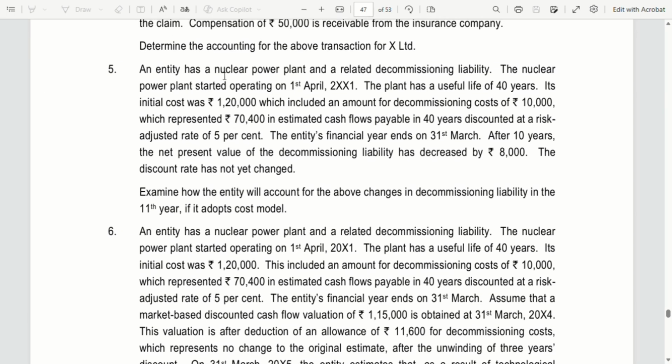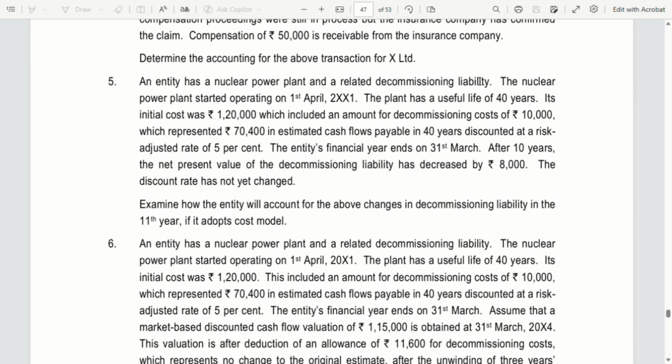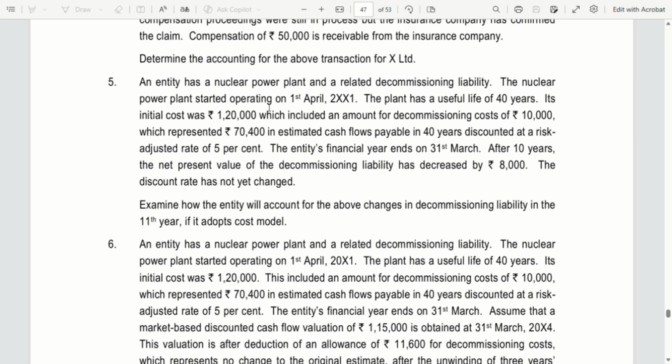An entity has a nuclear power plant and a related decommissioning liability. The nuclear power plant started operating on 1st April 2001. The plant has a useful life of 40 years. So this is the total useful life of the plant, which is 40 years. Its initial cost was rupees 1,20,000, which included an amount for decommissioning cost of rupees 10,000. So 1,20,000 also includes the cost of decommissioning liability, which represented 70,400 in estimated cash flows payable in 40 years.